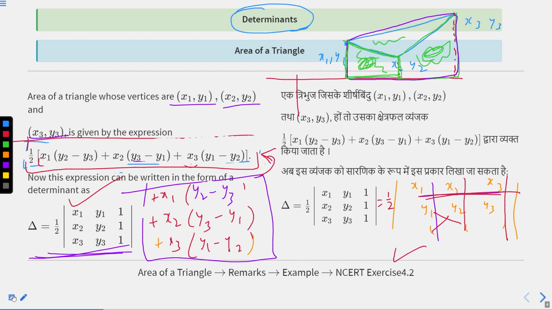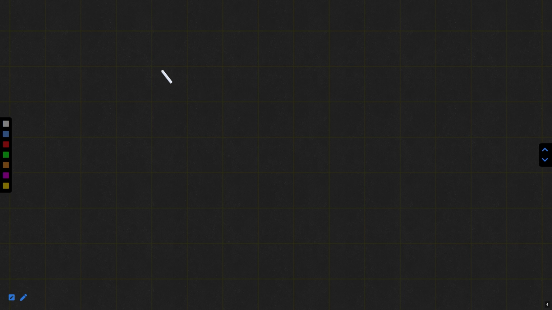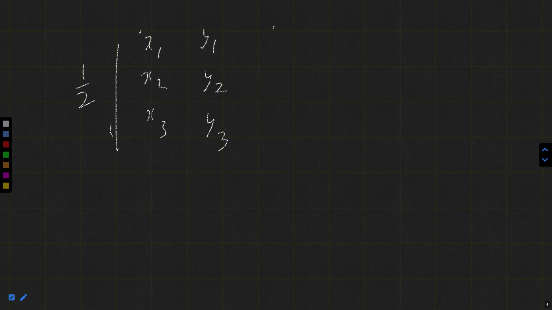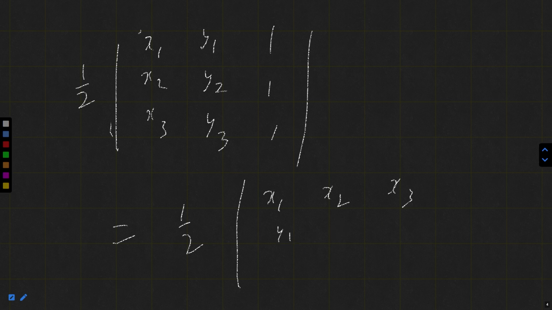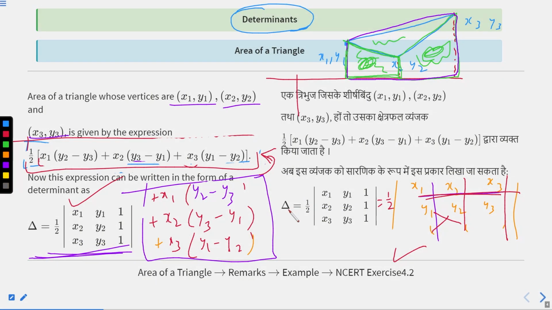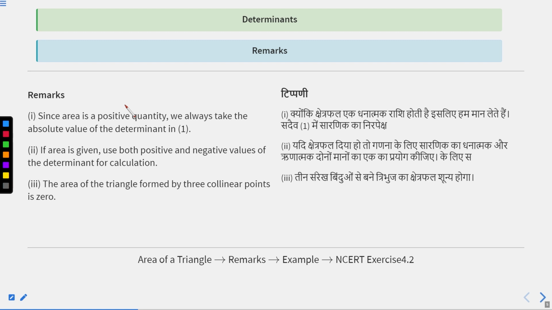Okay, so write or memorize either form. You can memorize, and please always put the half. So x1 x2 x3, y1 y2 y3 and 1 1 1, quite simple to memorize. And another form will be the same, with x1 x2 x3, y1 y2 y3 and 1 1 1. Simple, just clear. I hope it is clear how we got the area of a triangle using determinants. Okay, now let us move to the next. Now some remarks.